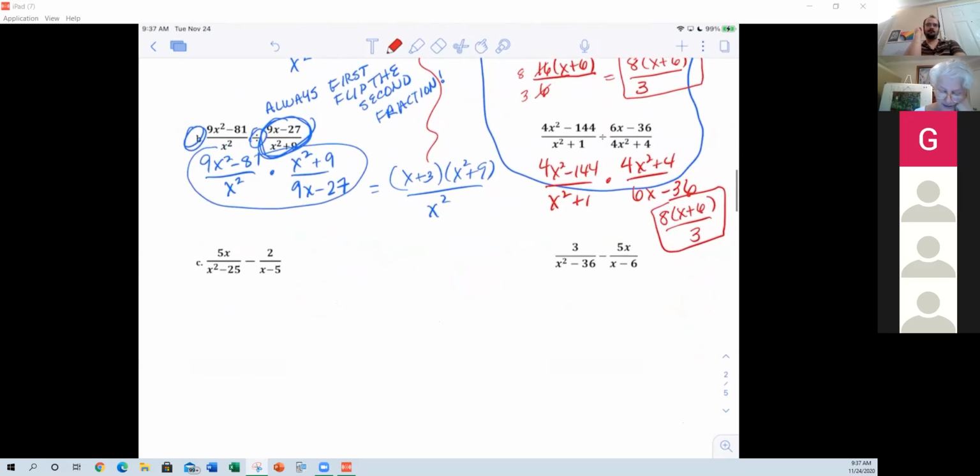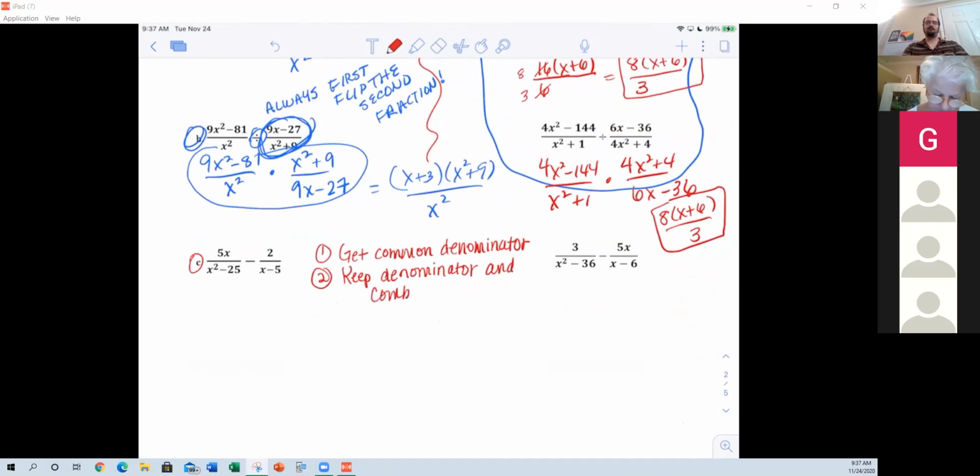All right, so then part C. On these, the first thing you always want to do is get a common denominator. Then you keep the denominator and combine the numerators. And then you simplify.